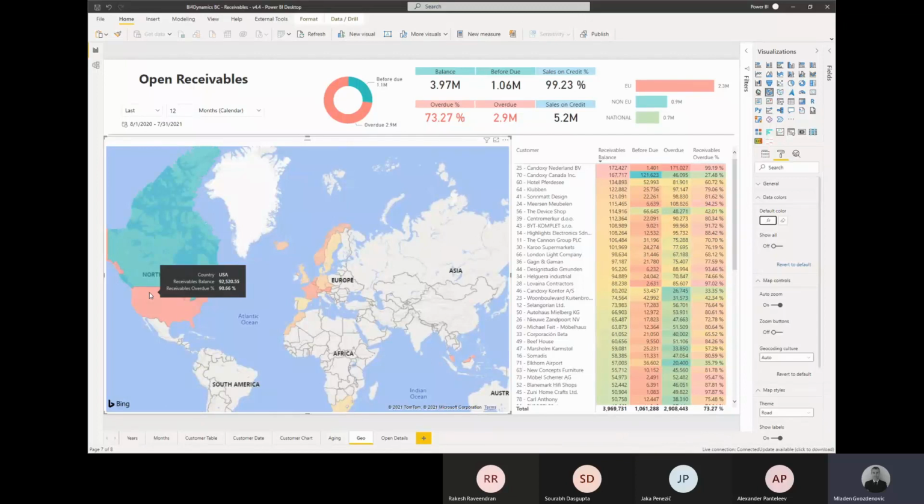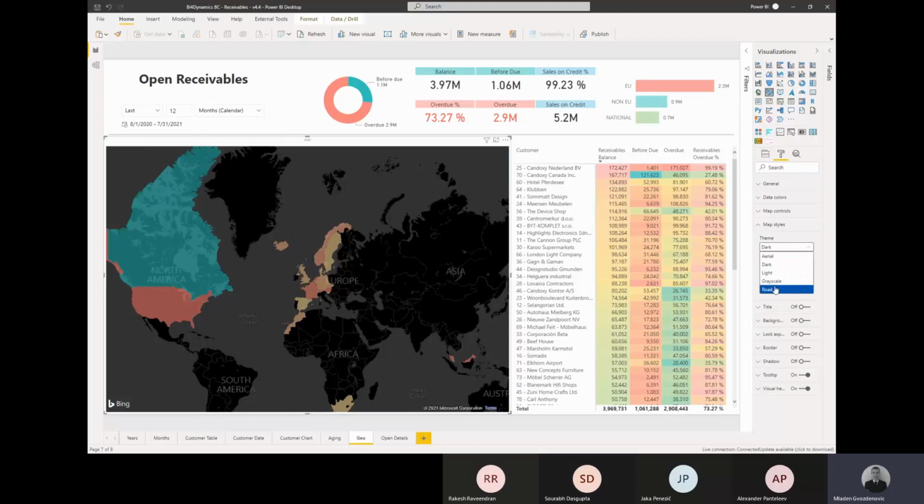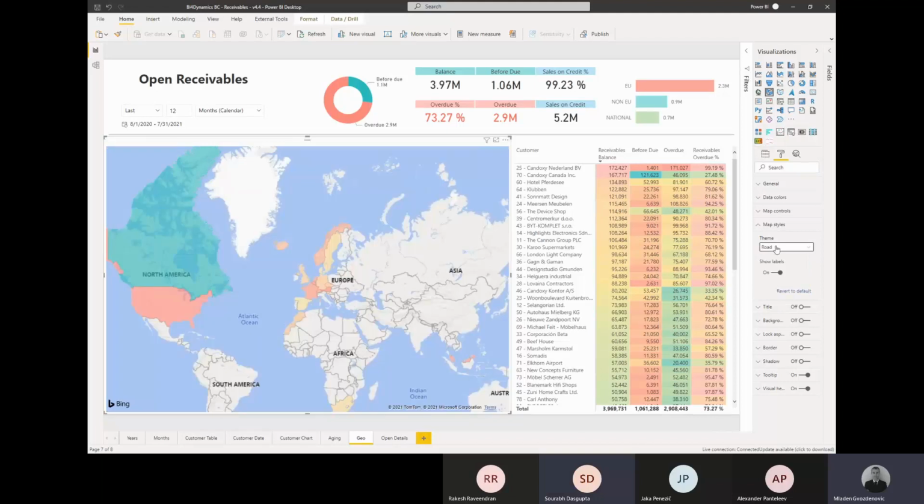Is that the best way? Probably not. I think we would like to know also what is the size of the receivables. So a bubble chart would be better. So let's try to get a bubble chart here. Do we have it? Map styles, is it under this style? Map style is not. Map style is what you have behind. So that's not the one where you select the other type of map. Yes, on the top. I know exactly. Okay.